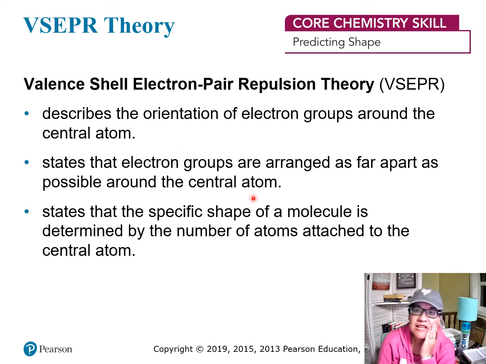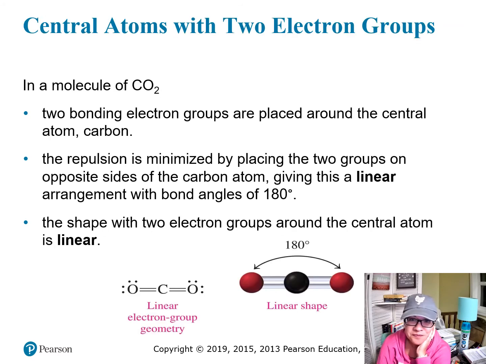We use this theory called VSEPR. It's the valence shell electron pair repulsion theory, to try to predict what these molecules are going to look like in 3 dimensions. And this is based on the electrons repelling each other. The electrons are trying to get away from each other in 3-dimensional space because they're negative, so they repel. And this helps us to figure out what the shape's going to look like in 3 dimensions.